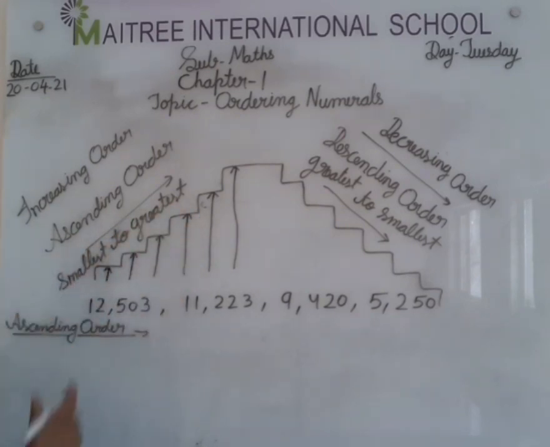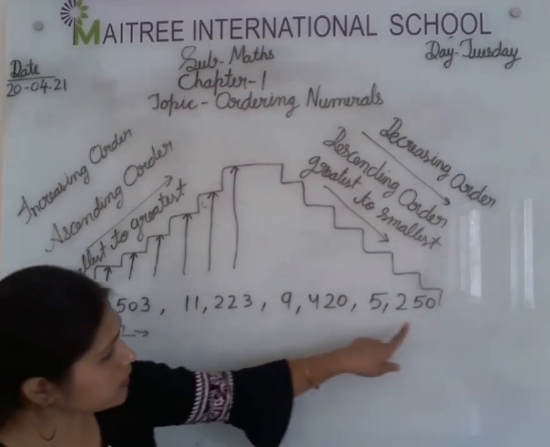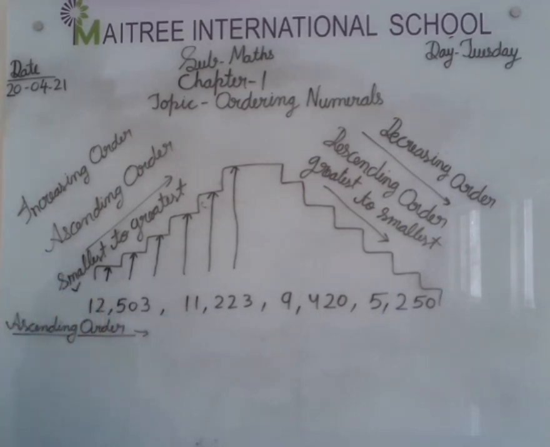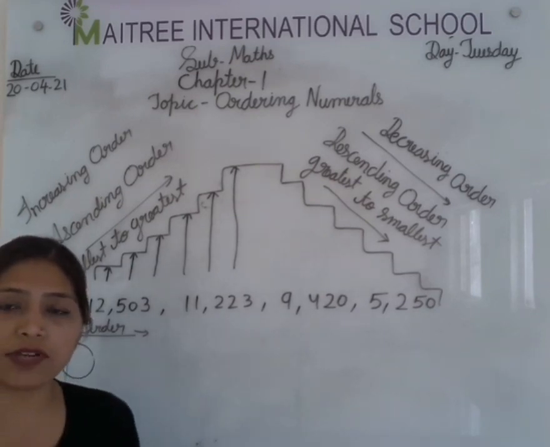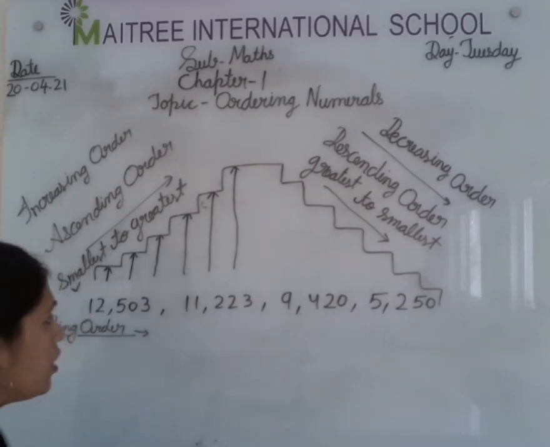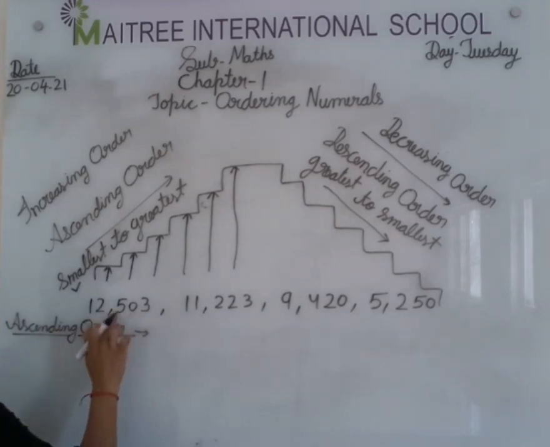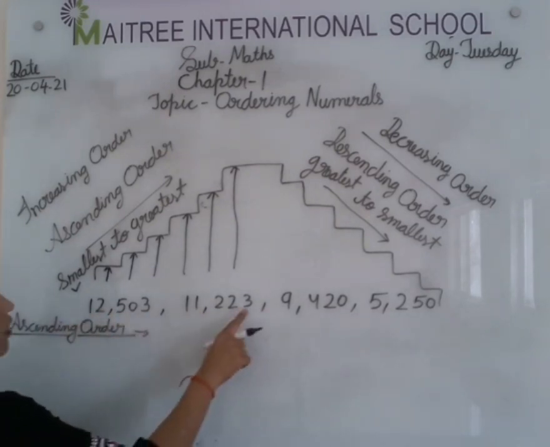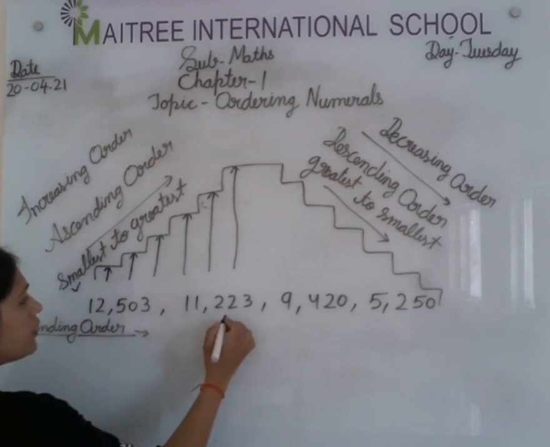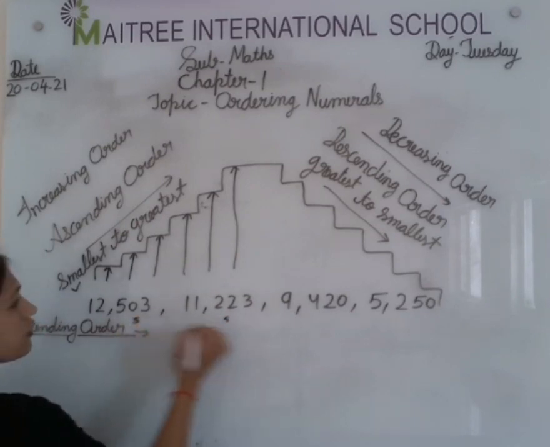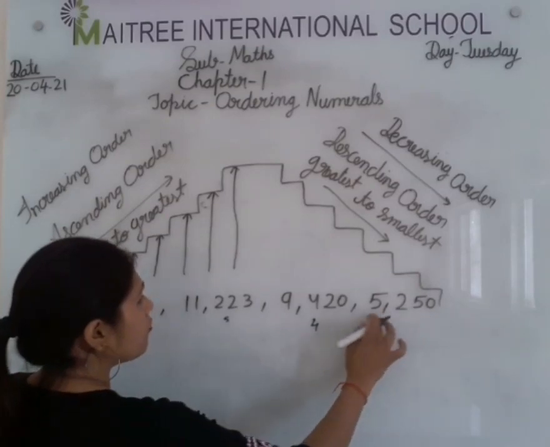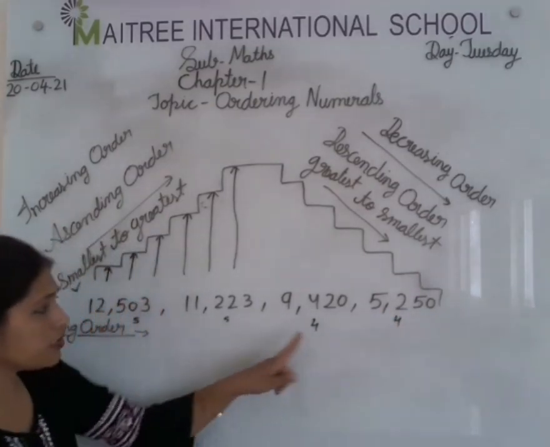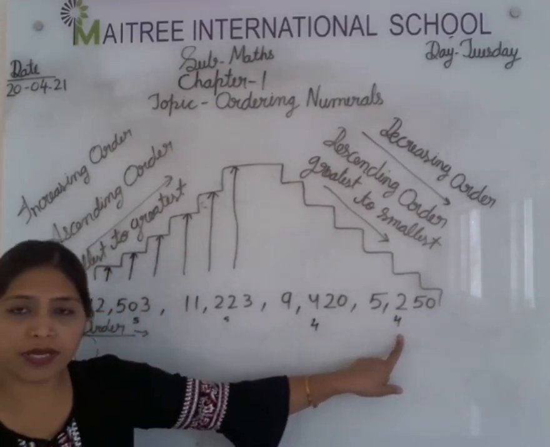So we have to find the smallest number first. So where is the smallest number here, and how will we find it? The number which has fewer digits is the smallest number. So here, 1, 2, 3, 4, 5 digits are there. 5 digits. 1, 2, 3, 4: 4 digits. 1, 2, 3, 4: 4 digits. This means these two numbers are the smallest here.